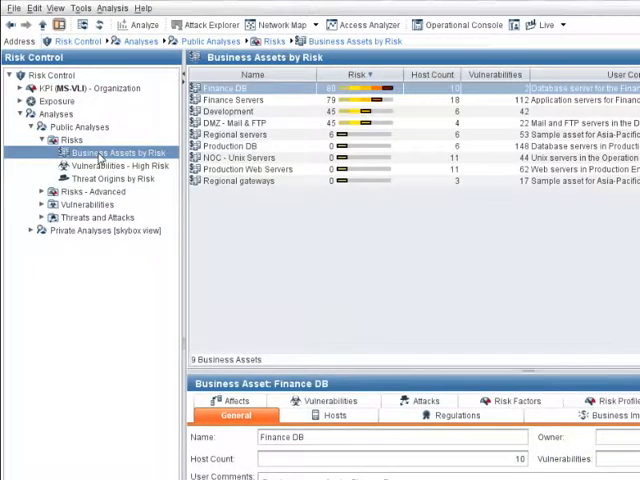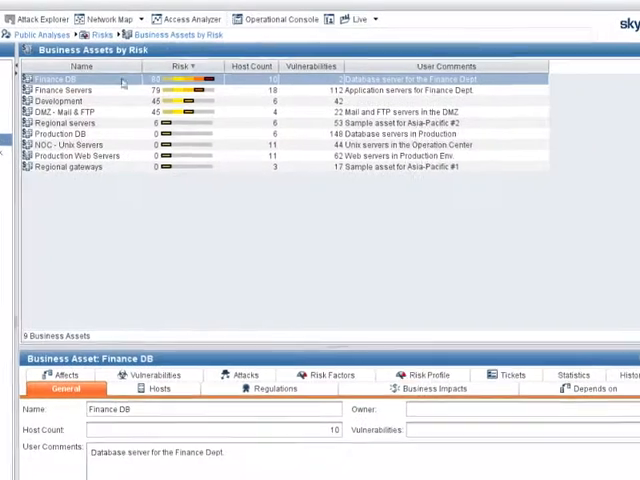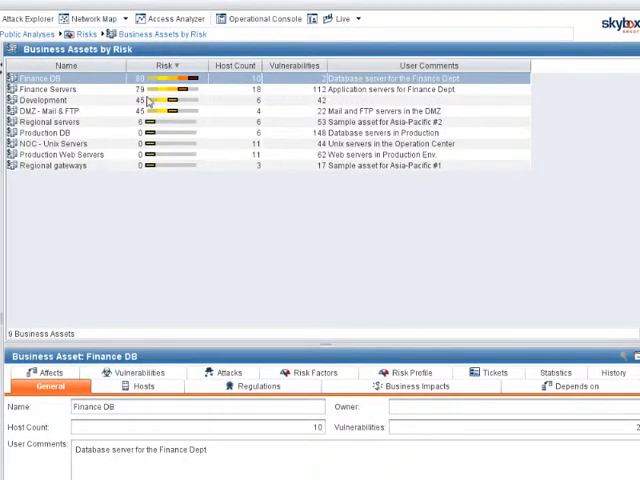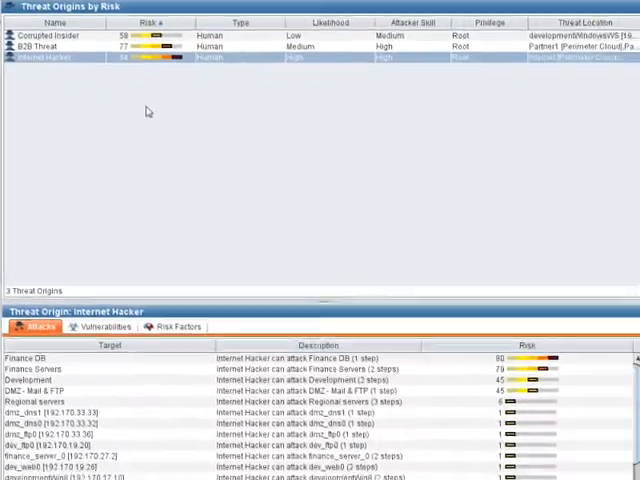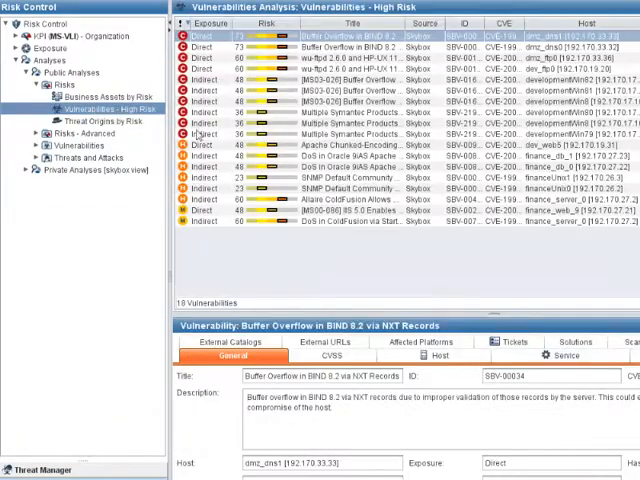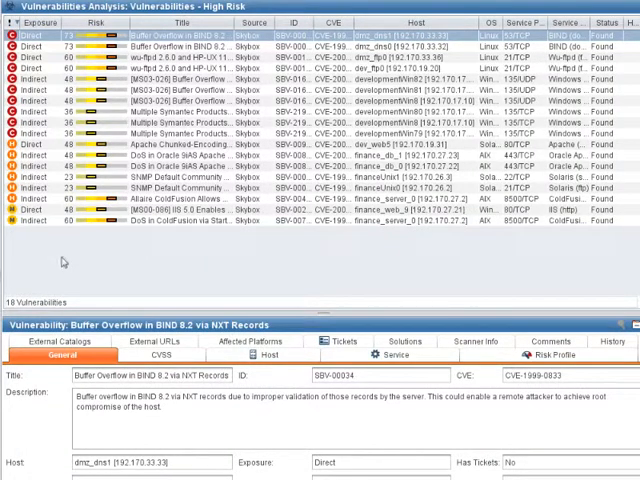We'll look at it from the perspective of the asset group itself, and here I can see the different asset groups and what level of risk they're currently at given the vulnerabilities that are on the hosts in those groups. I can see my finance database asset group is at a fairly high level of risk right now. I can also look at this from the perspective of threat origins. This tells me what attack vectors or virtual bad guys I would need to worry most about. I would answer questions like, do I need to worry most about an attack coming from the outside or the inside of my network? Lastly, we can look at vulnerabilities themselves.